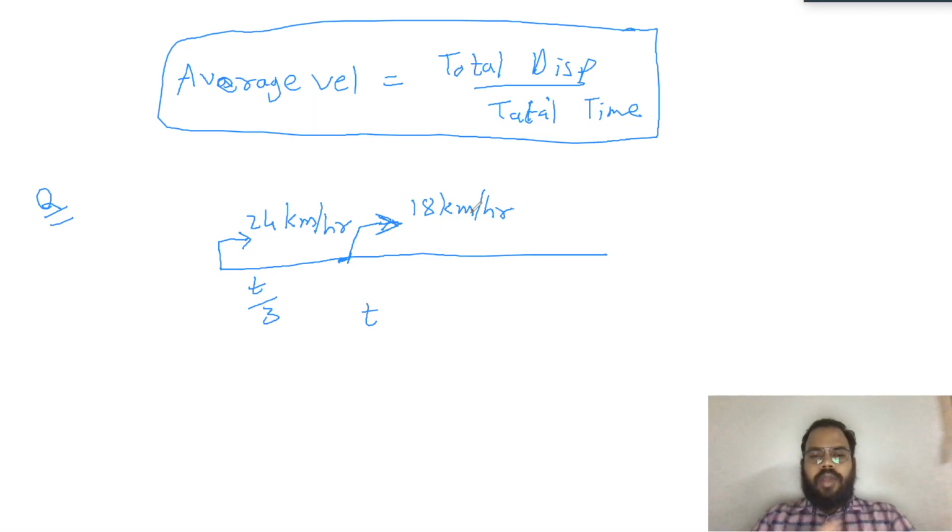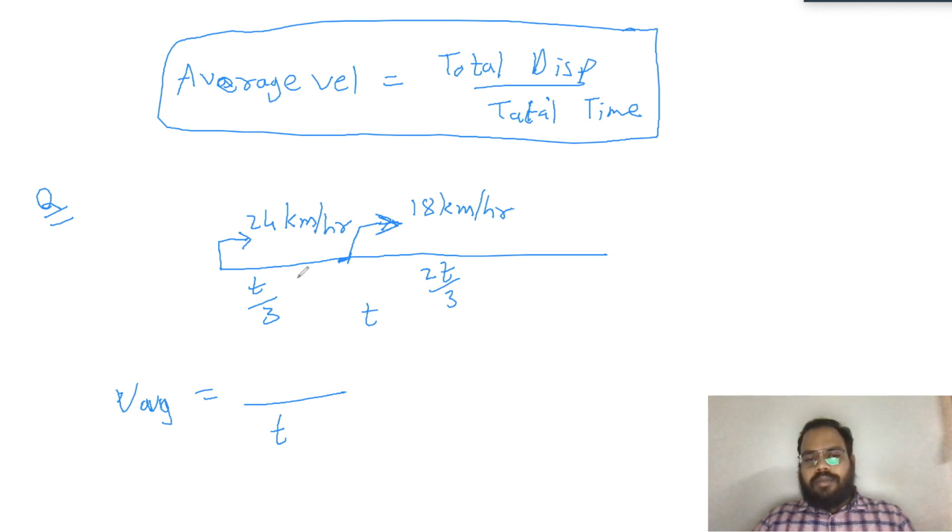And stop. Okay, so we'll check. Now here I can assume total time as t. So the train is moving with velocity 24 km per hour for time t by 3, and for the rest of the time, 2t by 3, it is moving with 18 km per hour. What is the average velocity for me? Average velocity is total displacement upon total time. I know total time is t, so I'll divide by t.